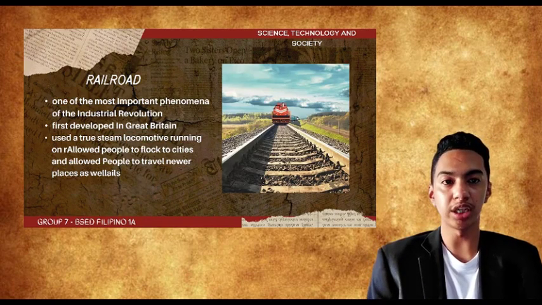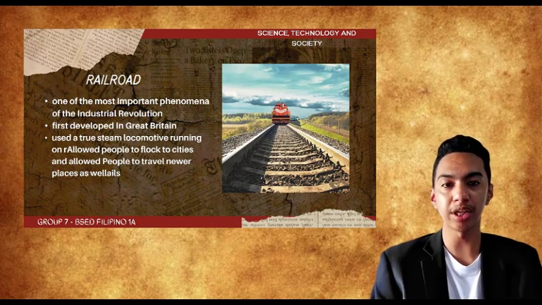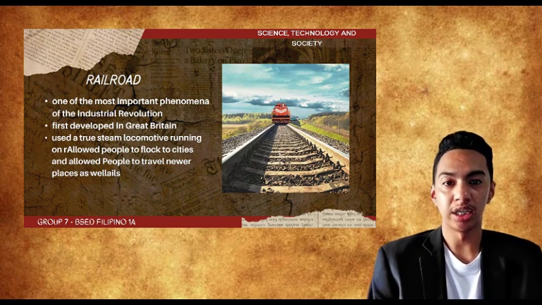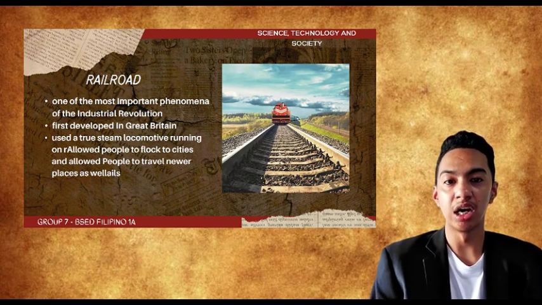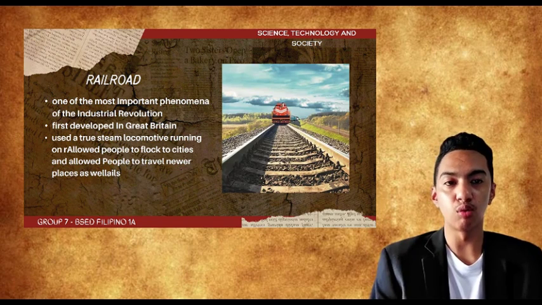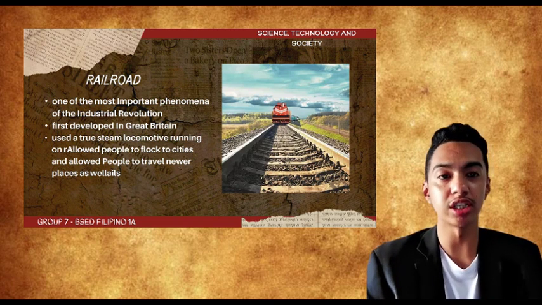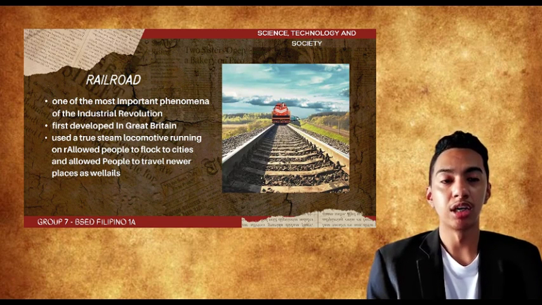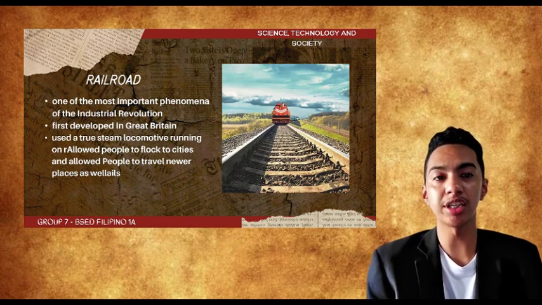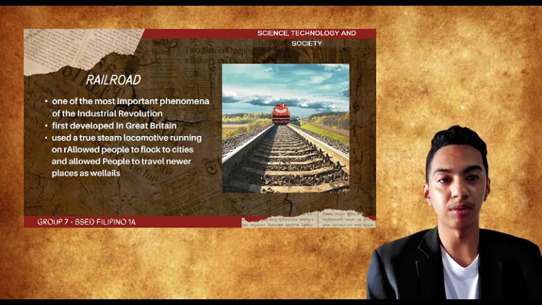One of the greatest inventions in the Second Industrial Revolution is the railroad. It is one of the most important phenomena of the Industrial Revolution. It was first developed in Great Britain. It used a steam locomotive running on rails to allow people to flock to cities and travel to newer places on wheels. The railroad is one of the best kinds of inventions because of transportation and also logistics.